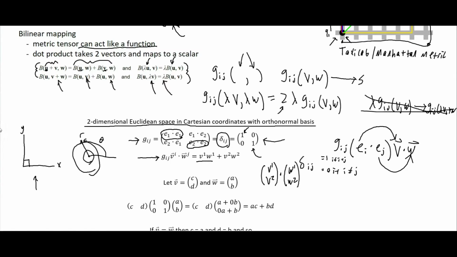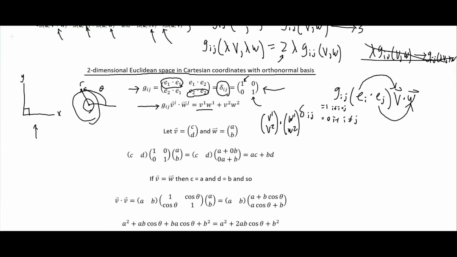And so if we let our V vector here be equal to CD, and then our W be equal to AB, and then we do the dot product, we have this right here. I put this as a row vector and this is a column vector. That's the proper way of doing the dot product.